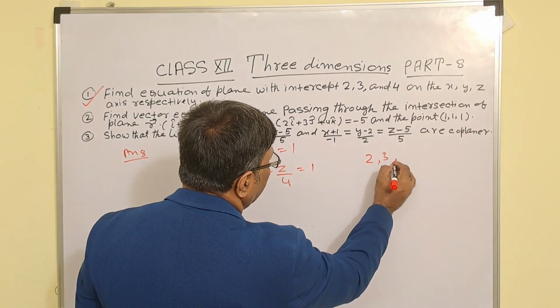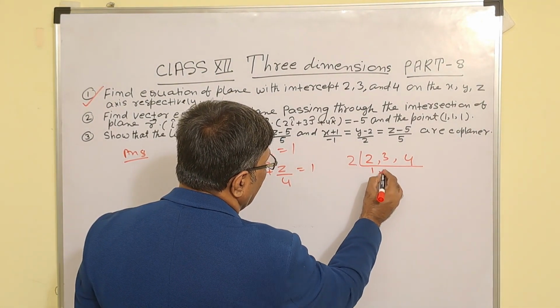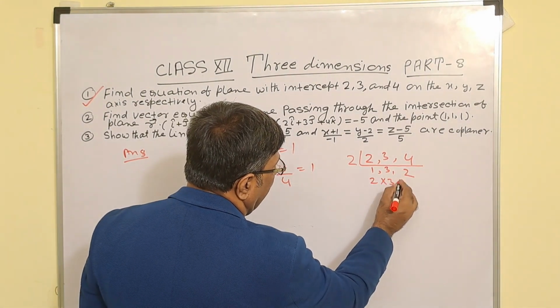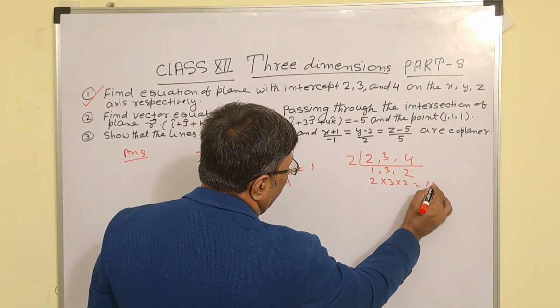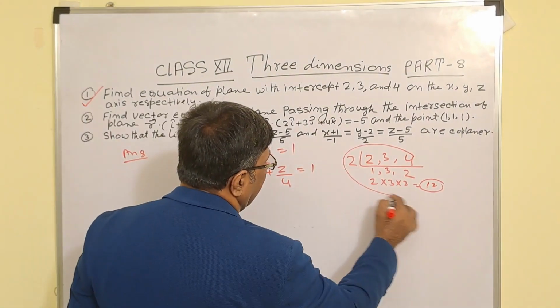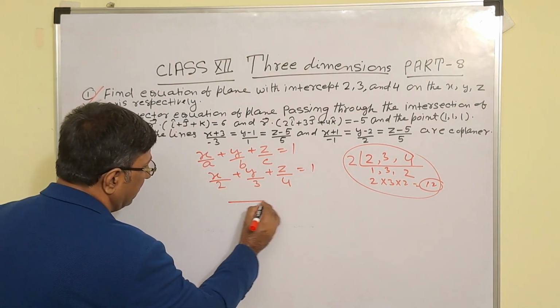This is 2, 3, 4. So we can find LCM like this: 2 ones are 2, 3 and 2 twos are 4. So this is 2 multiply 3 multiply 2, which is 12. So our LCM of the denominators is 12.